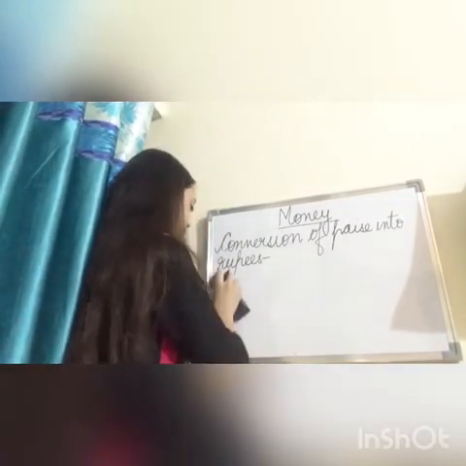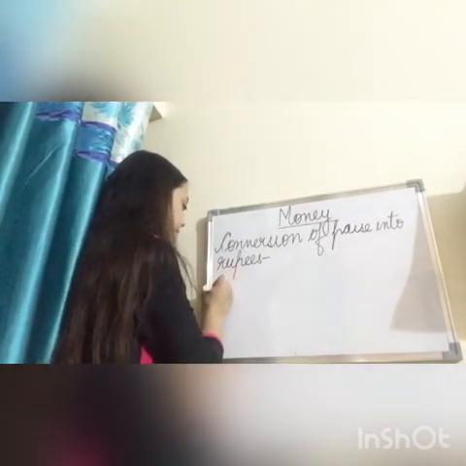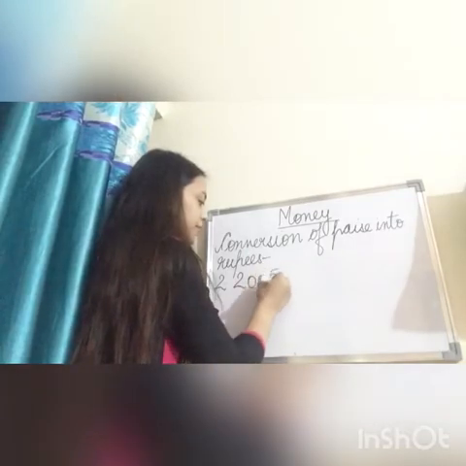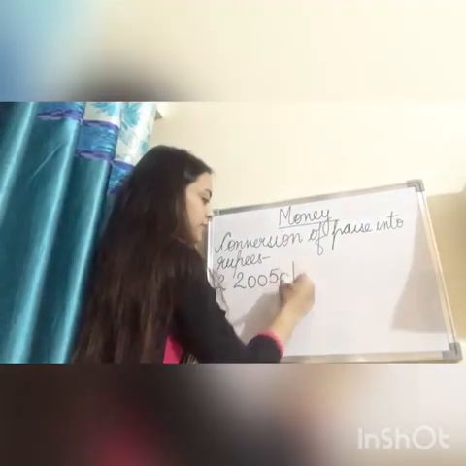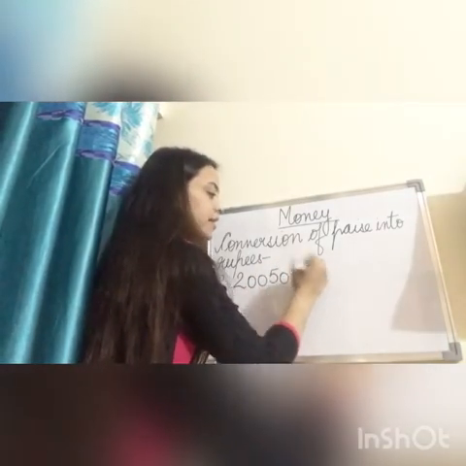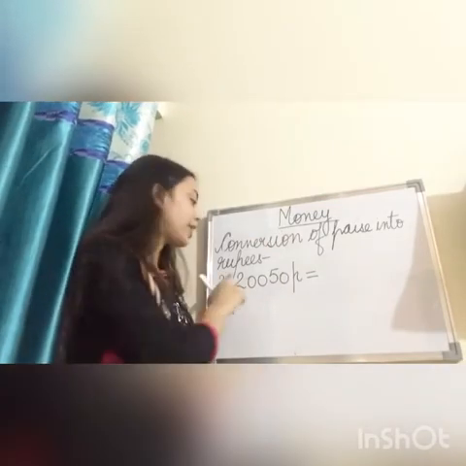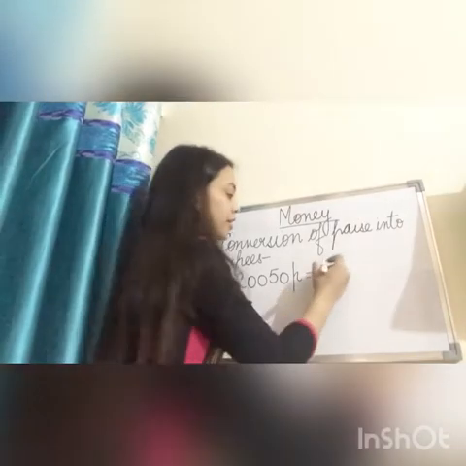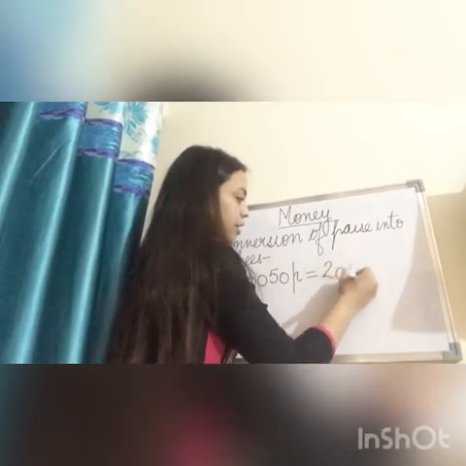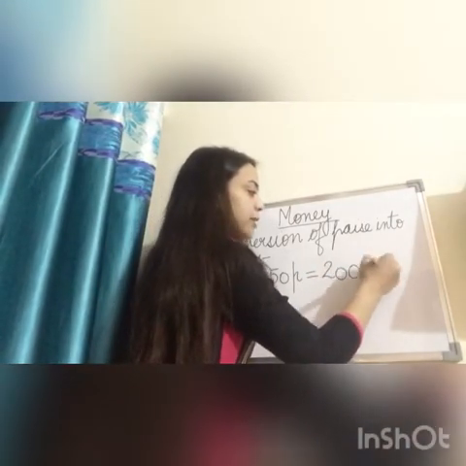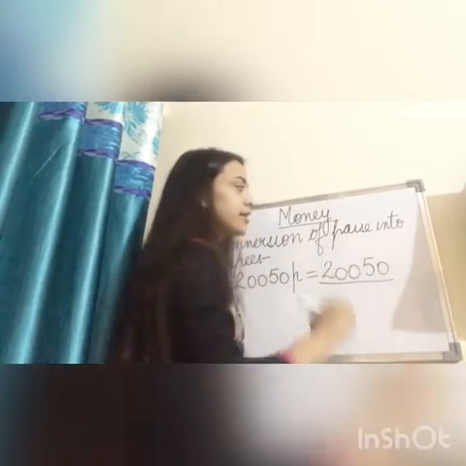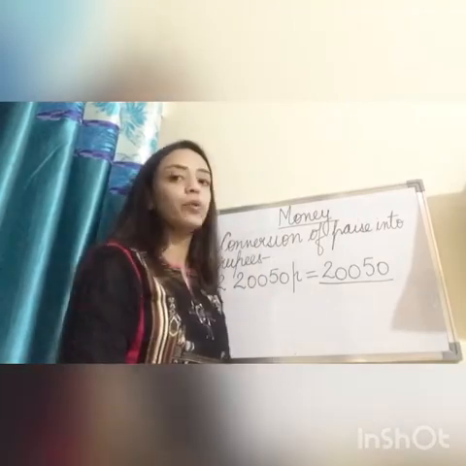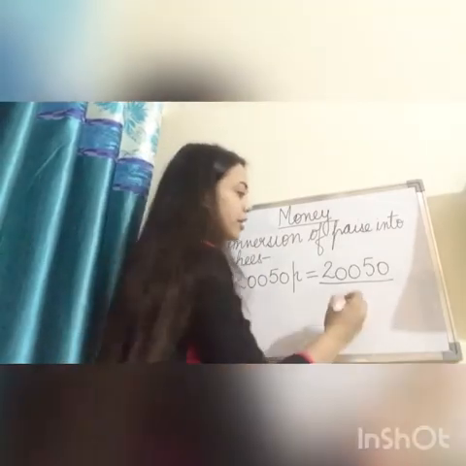Another example I'll give you. 20,050 paise. Now again we have to divide the whole number by 100. In the previous video we multiplied by 100 so that we could get the amount in paise. But when we want to go back into rupees, we will divide it by 100.